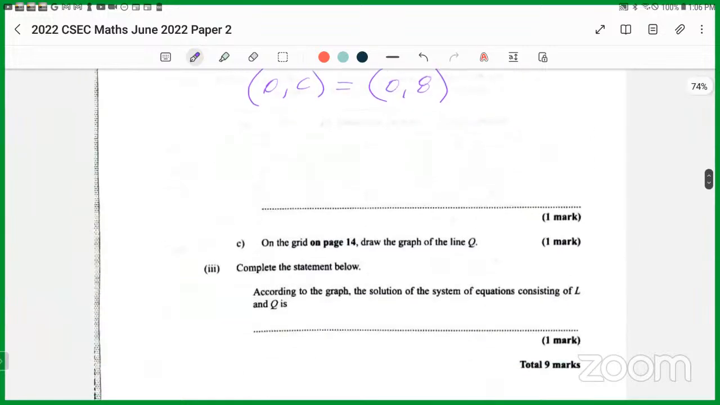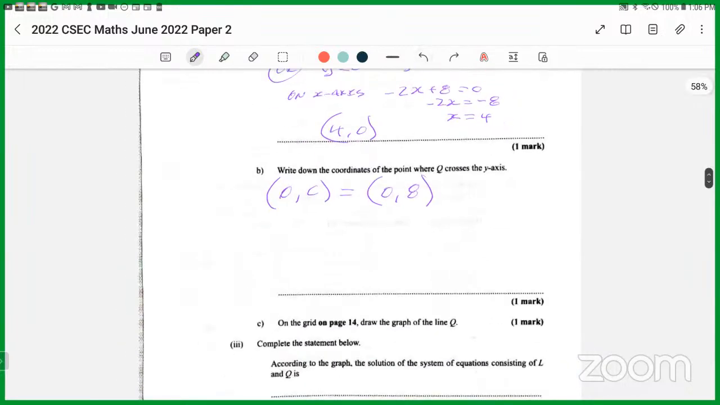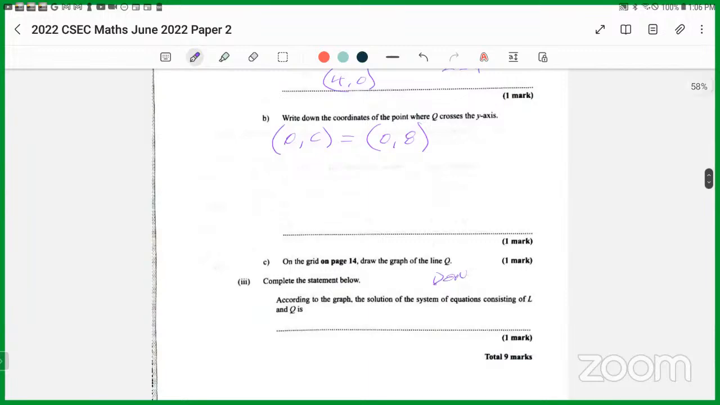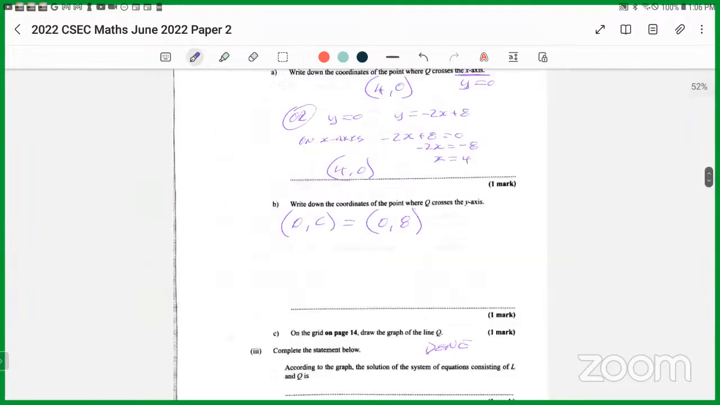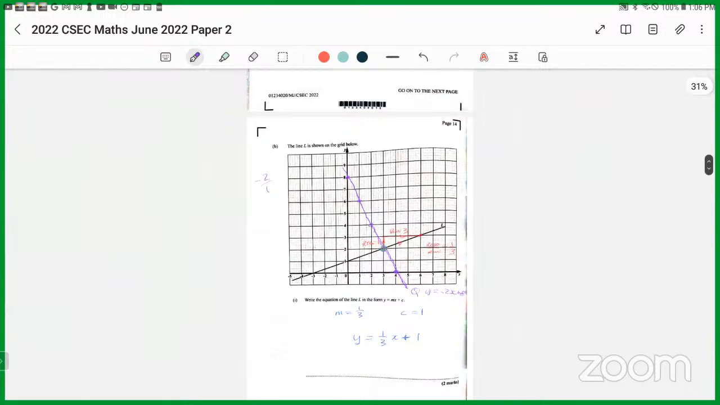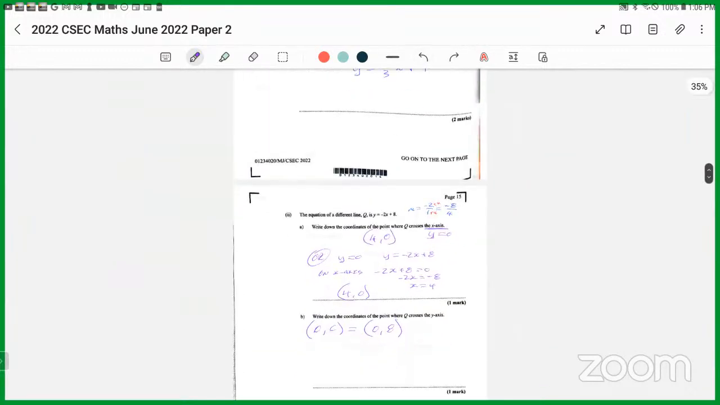The next one says, on the grid, draw the graph of line Q. We drew it already, so you don't want us to draw it again. I drew it from the beginning, so this was already done. It's up here, that purple line there, line Q. All right? Drawn already.